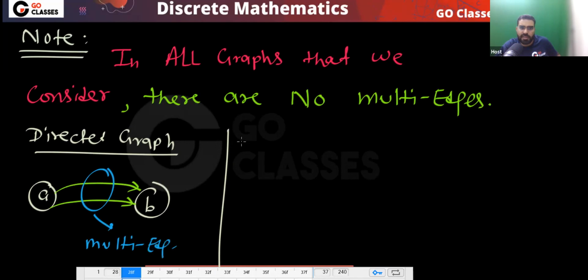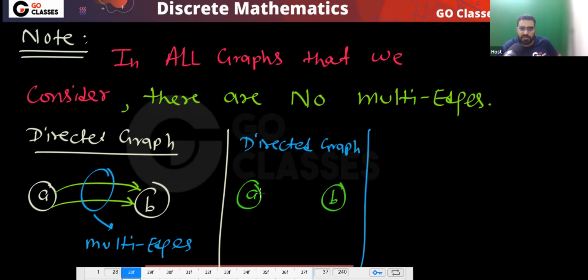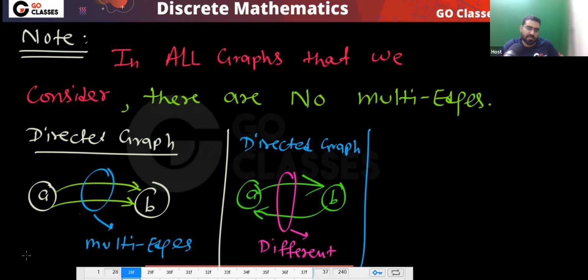Remember, for a directed graph, this is not multi-edges. For a directed graph, this is allowed. For example, there is one edge from A to B, and there is one edge from B to A. These are fine. These are not multi-edges. These are different edges, but these are same edges.